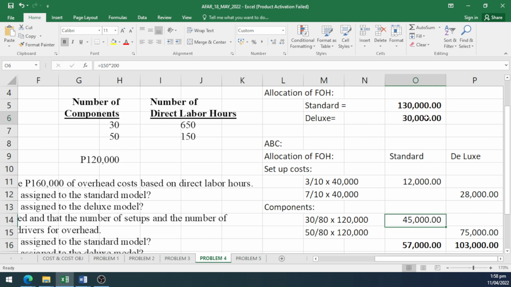You compare 30,000 and 103,000. 73. Undercost yung deluxe, under traditional. Kumbaga, yung kulang na cost sa deluxe, napunta doon kay standard. Now, what is the implication of that? Mali yung cost. Inaccurate yung cost. If you make decisions based on this information, eh mali din yung magiging decision mo.